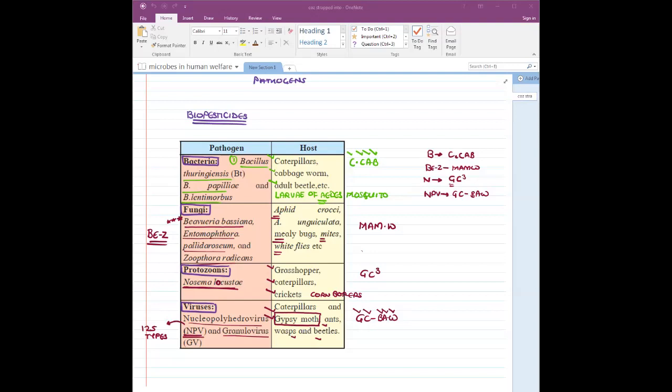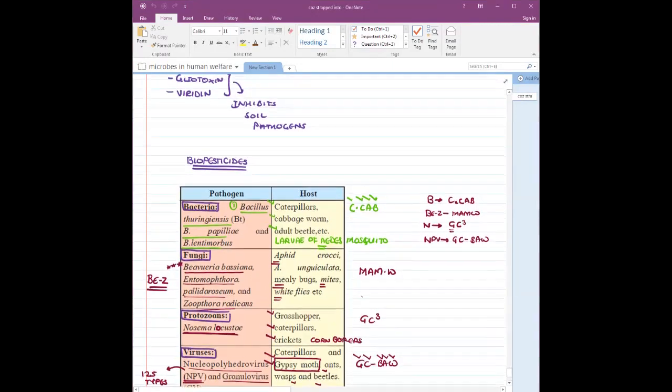Guys, these things will be asked. Remember this, they will be asked in your exams, either in fill in the blanks or name the following. So very important, you need to remember this. Somehow or the other you have to get this properly.